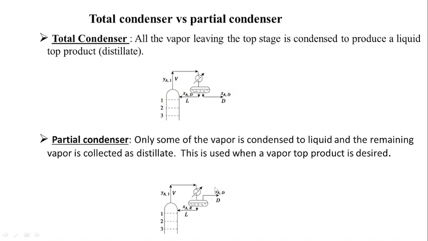And it should be noted that in a McCabe-Thiele plot, the partial condenser will be considered as a theoretical stage, as here both vapor and liquid are in contact and at equilibrium. So a partial condenser is considered as a theoretical stage. Also the reboiler is considered as a theoretical stage.